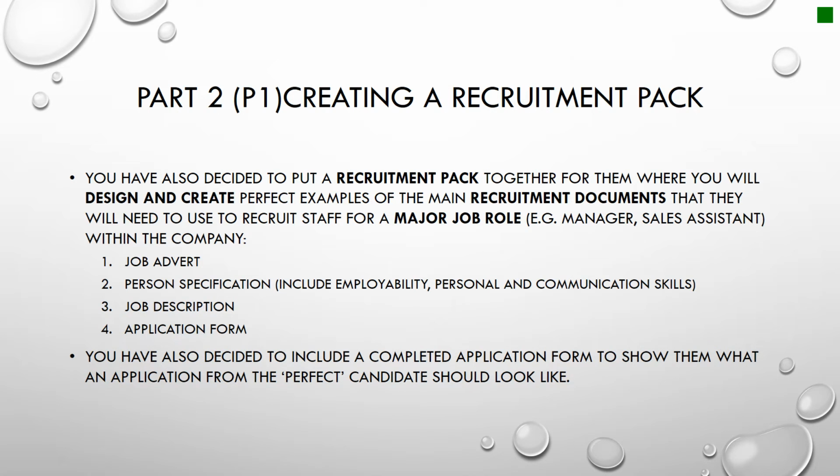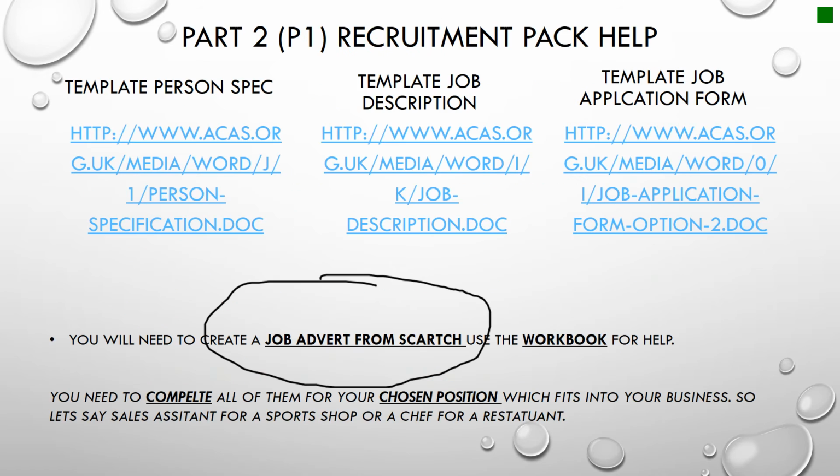Part 2, create a recruitment pack. Okay, now a recruitment pack is basically all the little bits that you need to do to actually recruit someone. You need to design and create perfect examples of the main recruitment documents that they will need to recruit staff for major job roles within the company. So that's job advert, person spec, job description, application form. You've decided to include the completed application form to show what an application form for the perfect candidate should look like. You'll need to complete all these areas.